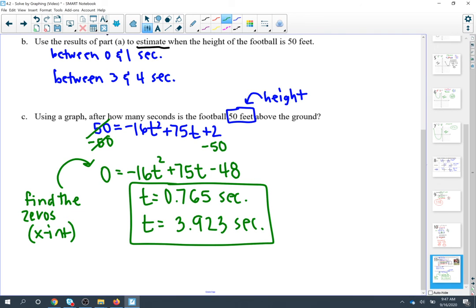So after how many seconds is the football 50 feet above the ground? We had estimated between 0 and 1 second. Well, it's exactly at 0.765 seconds. And then we had estimated between 3 or 4 seconds, which is exactly 3.923 seconds.